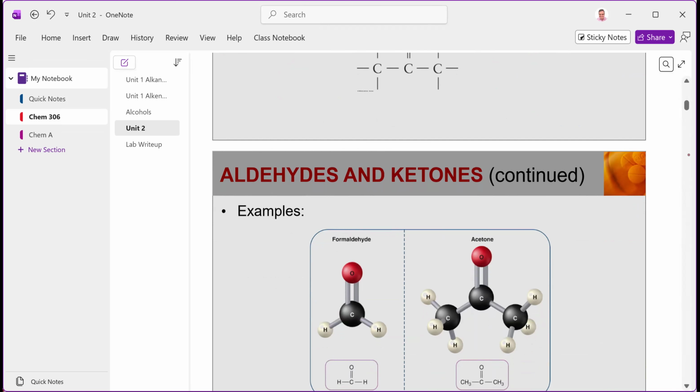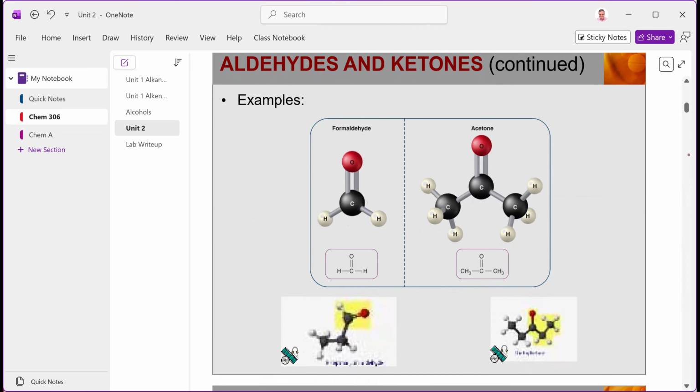Anyway, this C double bonded O is called a carbonyl group. Formaldehyde is the simplest aldehyde. Very dangerous. It's used commercially in glue. Like when they build a new house, they have something called OSB, and that's wood chips glued together with this formaldehyde-based glue.